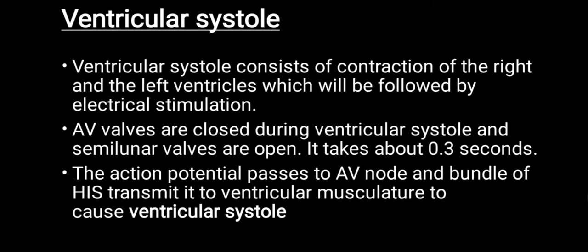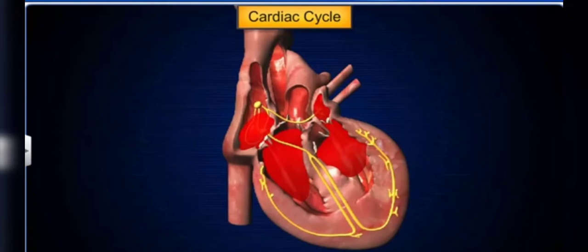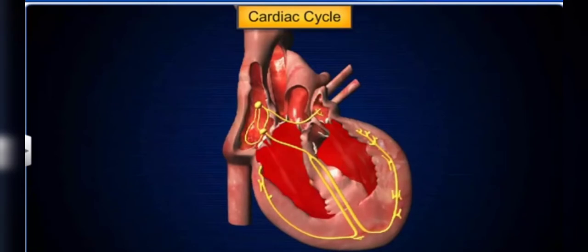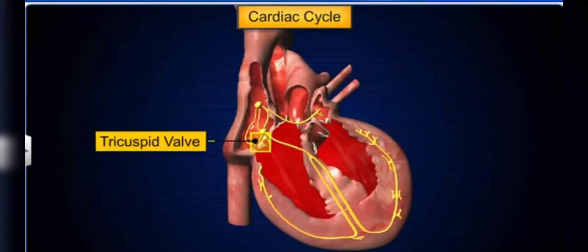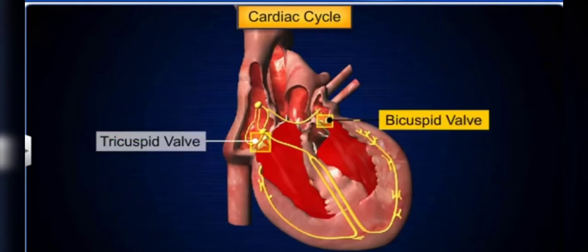The AV valves are closed, that is, the tricuspid and bicuspid valves are closed during ventricular systole, and the semilunar valves are forced to open due to the pressure caused by the blood which is collected in the ventricles, and it takes about 0.3 seconds. The ventricular pressure increases due to the increased volume of blood, which causes the closure of the bicuspid and tricuspid valves and therefore prevents the backflow of blood to the atria.